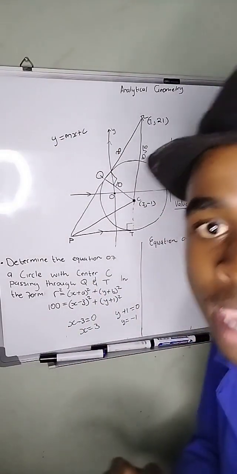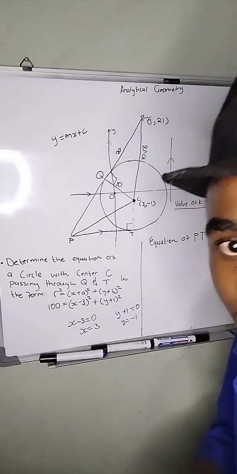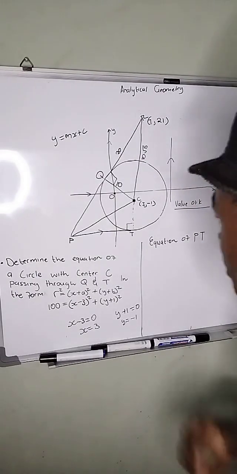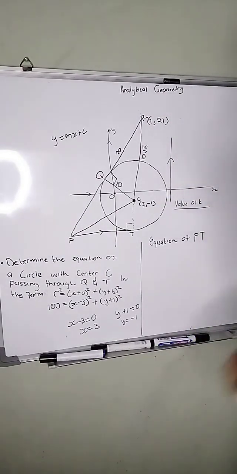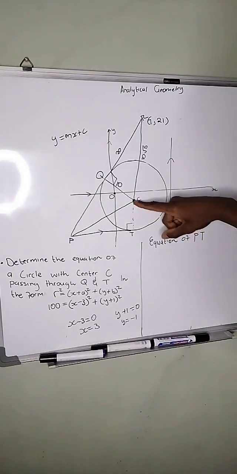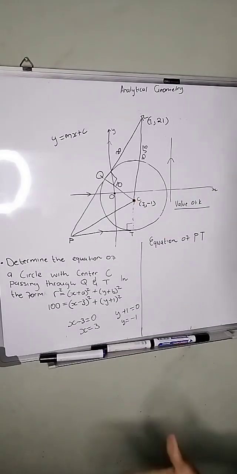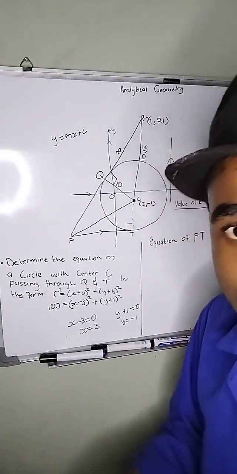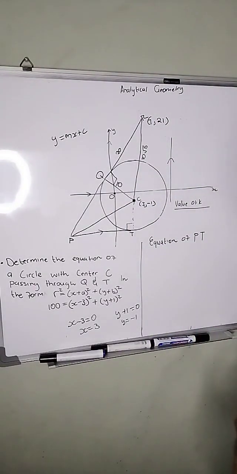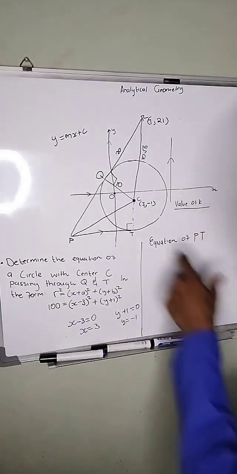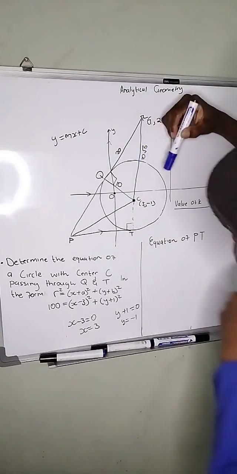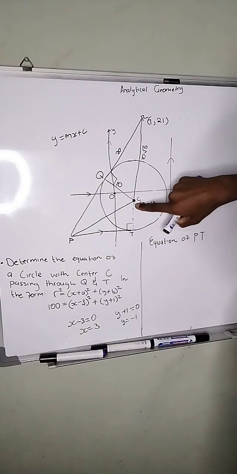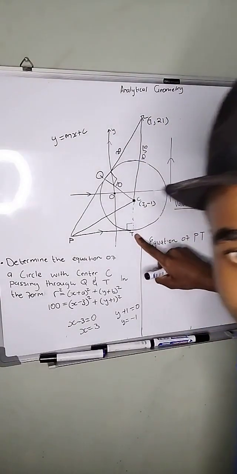So there is no way we can find PT, but we have to know how many units we can move from the center. And guys, I already have the answer. Look, how many units do we have to move from this C to this point? It means we have to move from 10 to T, right?